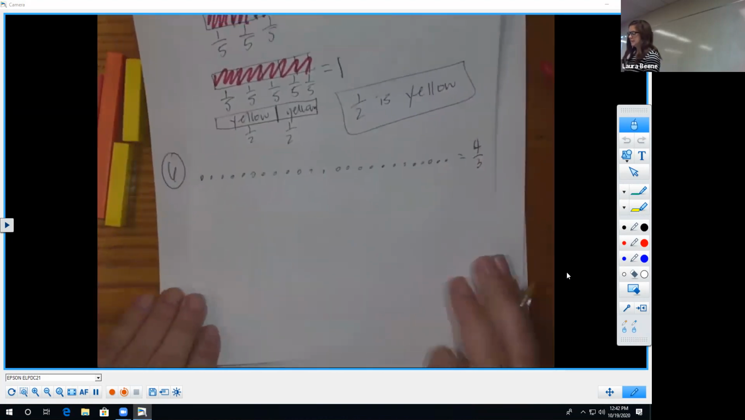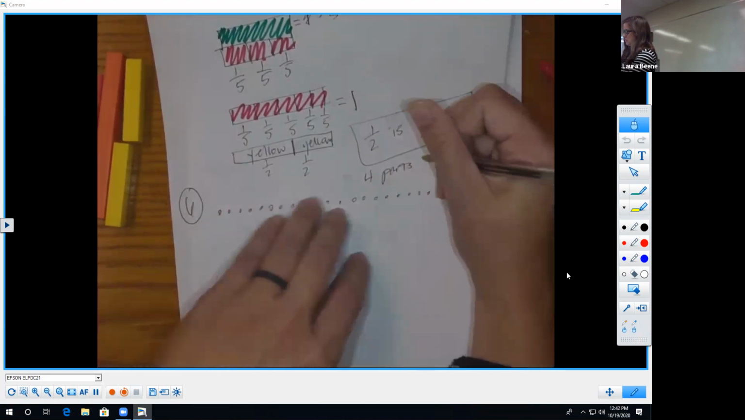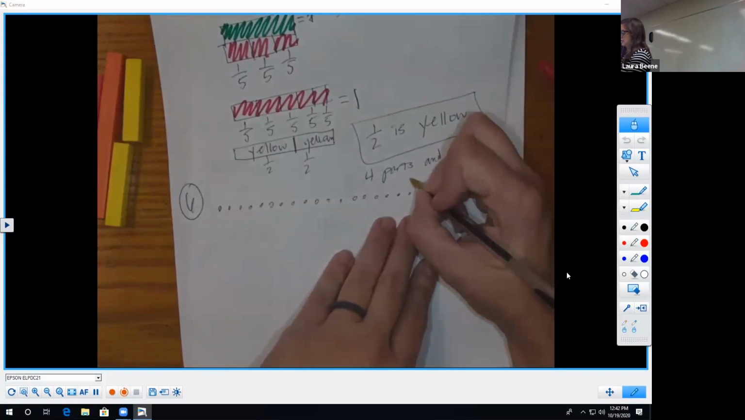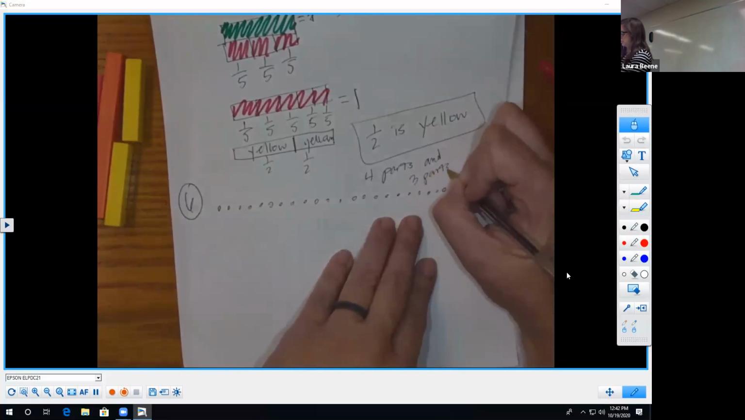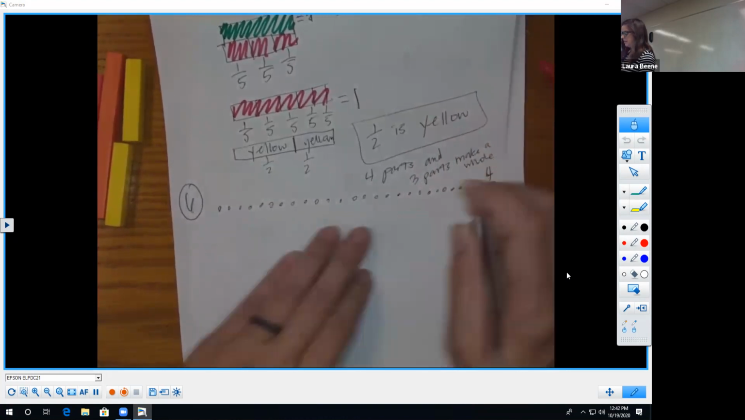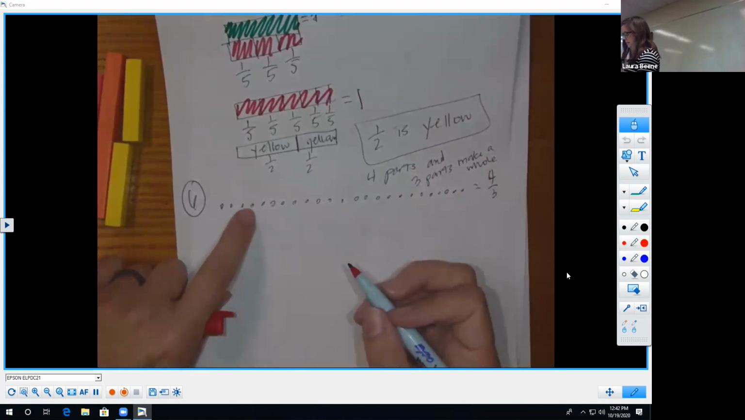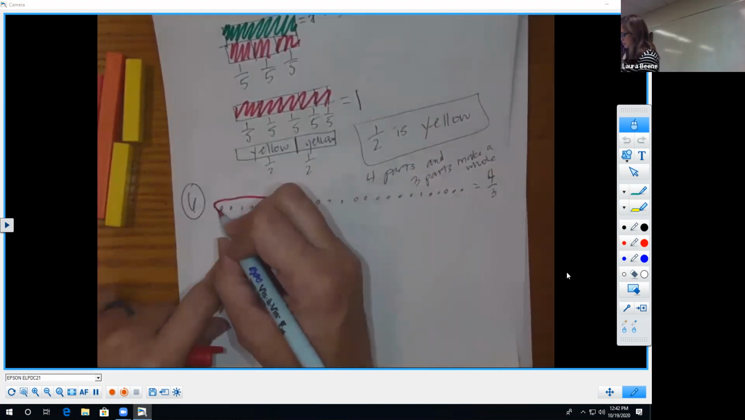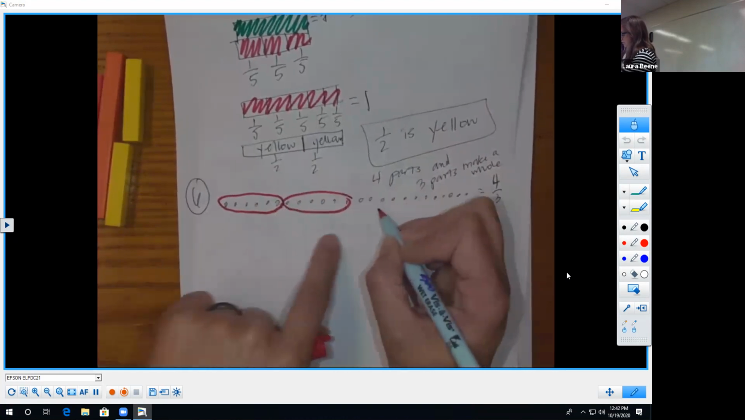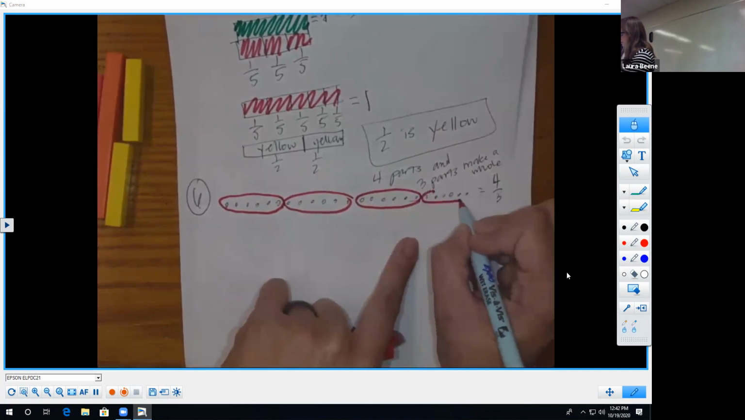So that tells us that this right here is 4 parts. And it also tells us something that we need to know in the future, that 3 parts make a whole. So I need to split these dots into 4 parts. There are 24 dots, so that tells me that 6 dots is in each part. 1, 2, 3, 4, 5, 6. 1, 2, 3, 4, 5, 6. 1, 2, 3, 4, 5, 6.